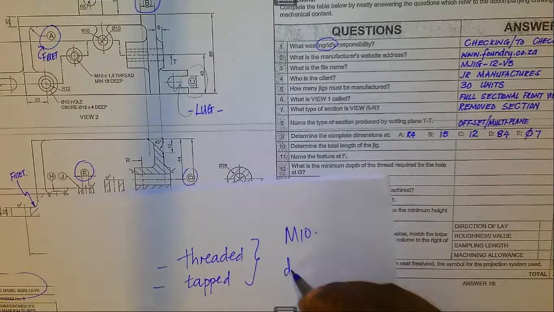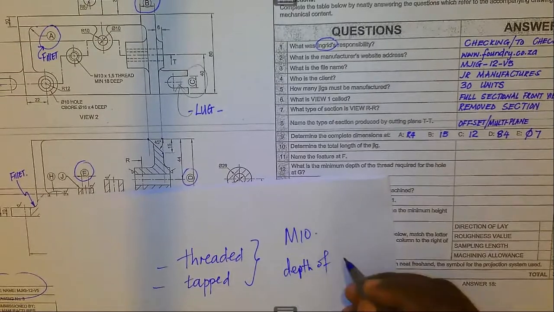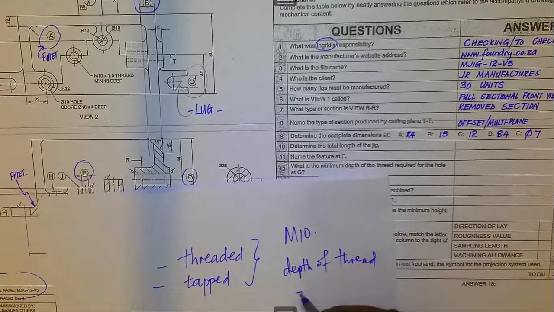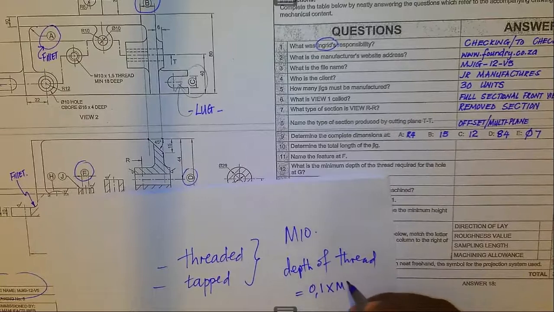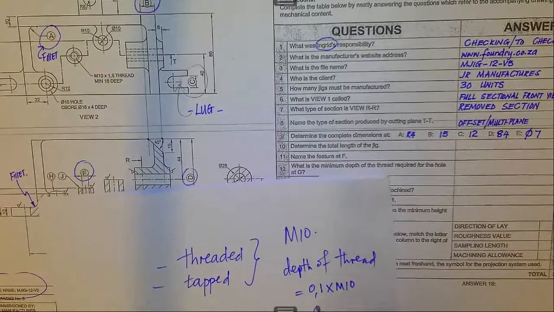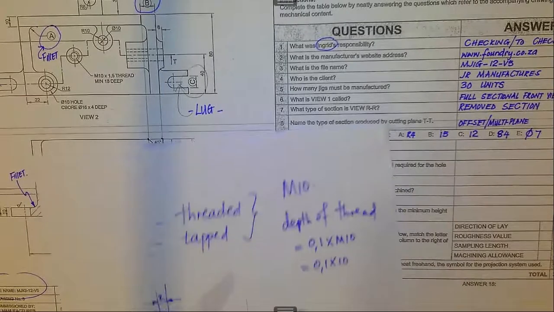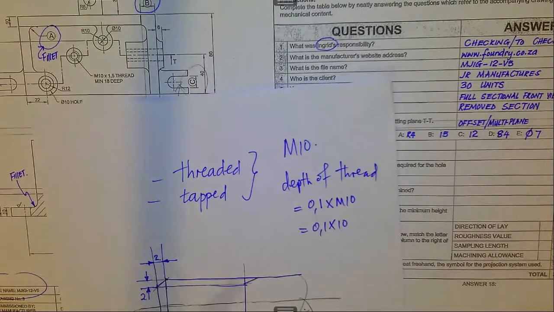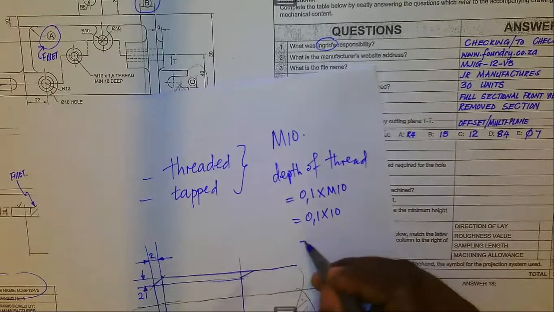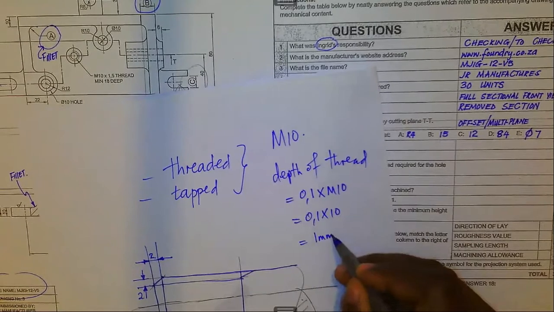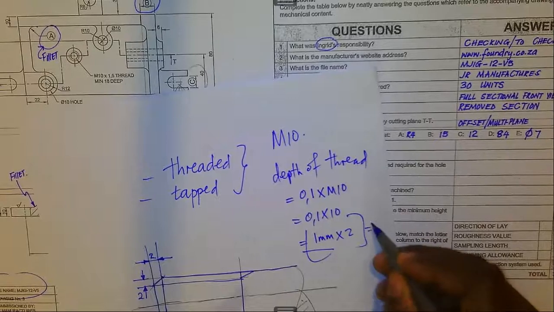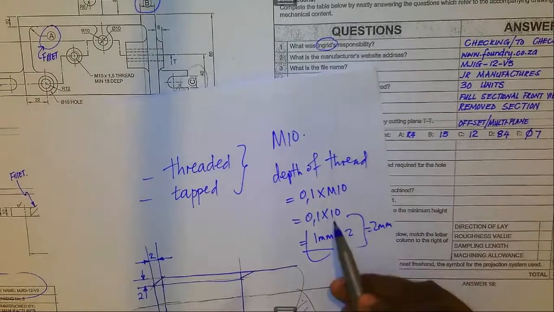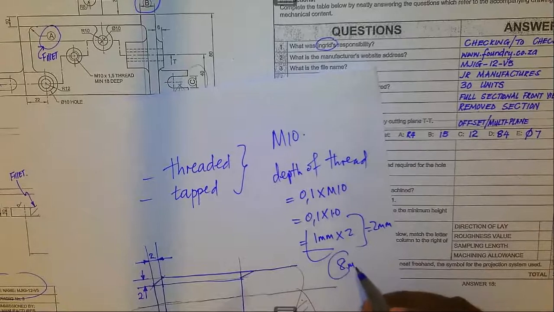Depth of thread is equal to 0.1 times the metric size, which is M10, which is the same as 0.1 times 10. And what do we get? 0.1 multiplied by 10. You would find that if you are not given, we're going to get 1 millimeter. So 1 millimeter times 2, you are going to get 2 millimeters. Subtracted now from 10 millimeters, the answer is going to be 8 millimeters.